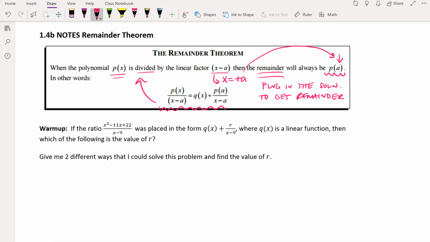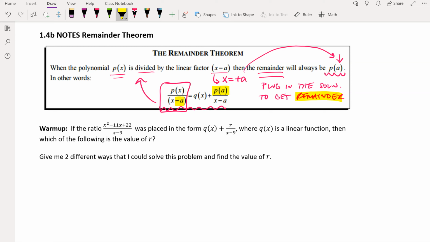Okay, so if you get something that looks like this, we can find the remainder. This is the remainder, right? The part that's on top. We can find the remainder just by plugging in the opposite of what it's being divided by, like the solution of the factor that it's being divided by. P of a is the remainder.